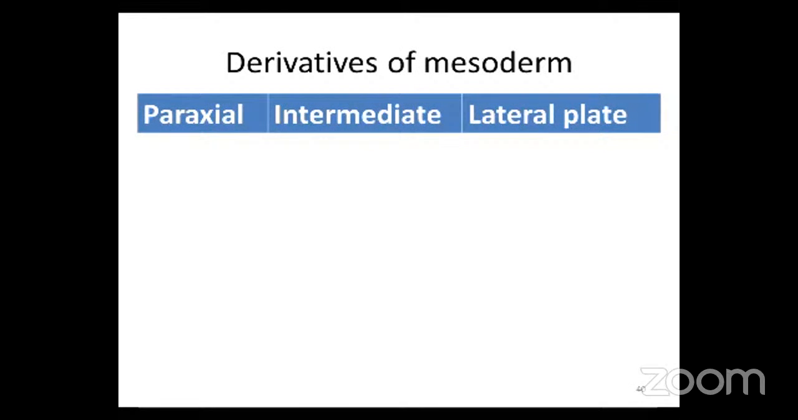So after this you get derivatives of mesoderm: paraxial mesoderm, intermediate mesoderm, and lateral plate mesoderm. From paraxial mesoderm, you get skeletal muscles of the trunk, skeletal muscles of the limb, skeletal muscles of the head. These are coming from the paraxial mesoderm. Along with that, extraocular muscles and muscles of the tongue are coming from the paraxial mesoderm. That is the somite, which you described. You may get a short note on somite. It's a very important topic. So these are the derivatives of the paraxial mesoderm.